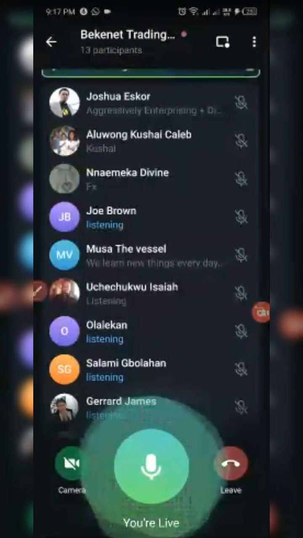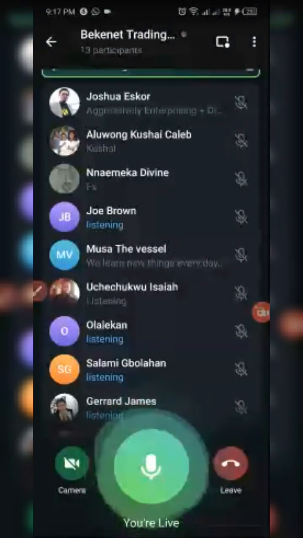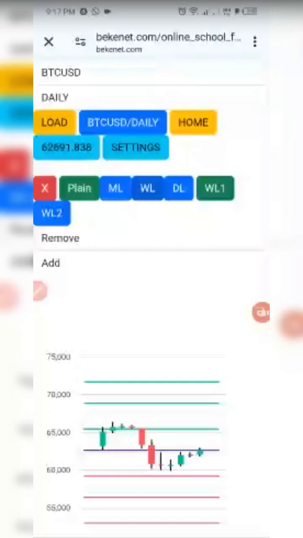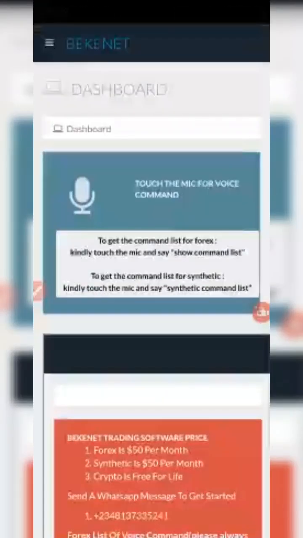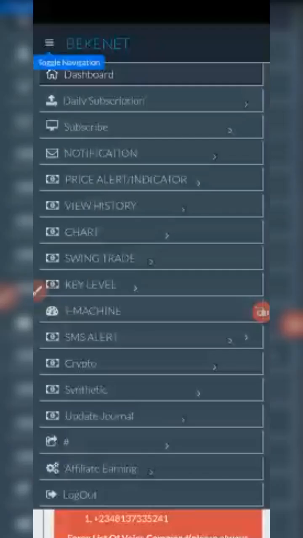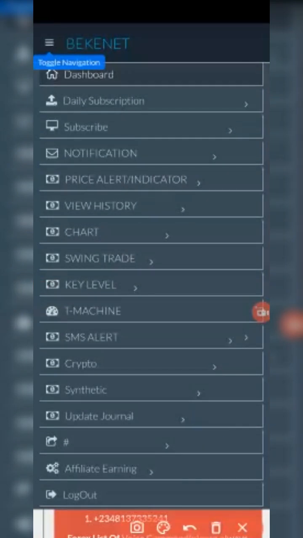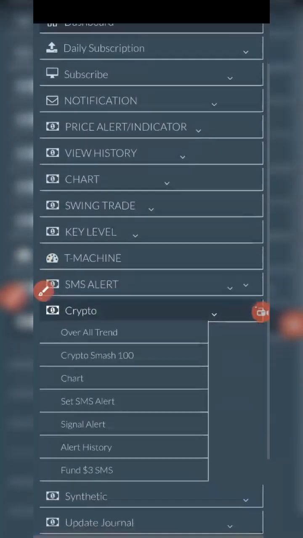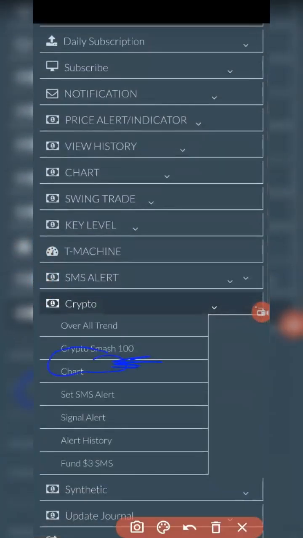Okay, no problem. Let's go back again. It won't take our time. Yes, 3 minutes, we are done. So now let's go back again. I'll click home. This is for the crypto guys. Once you log in to the app, look at it. This is your department. It is free. You're not paying anything. Just click on this crypto. Select. This is where you need to focus.